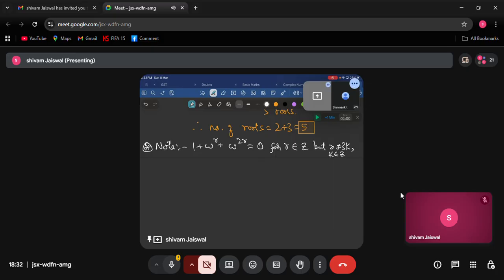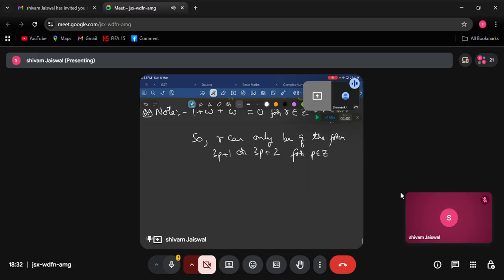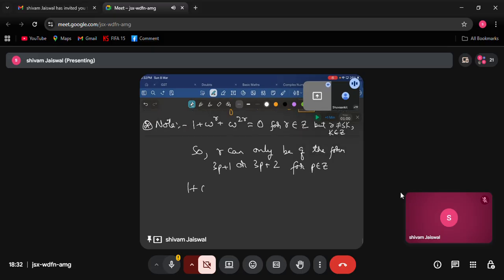Okay, so r can only be of the form 3p plus 1 or 3p plus 2 for some p belongs to integers. So you can write 1 plus omega to the power 3p plus 1 plus omega to the power 3p plus 2. This will be equal to 0. Remember. Next, there are some properties with omega.